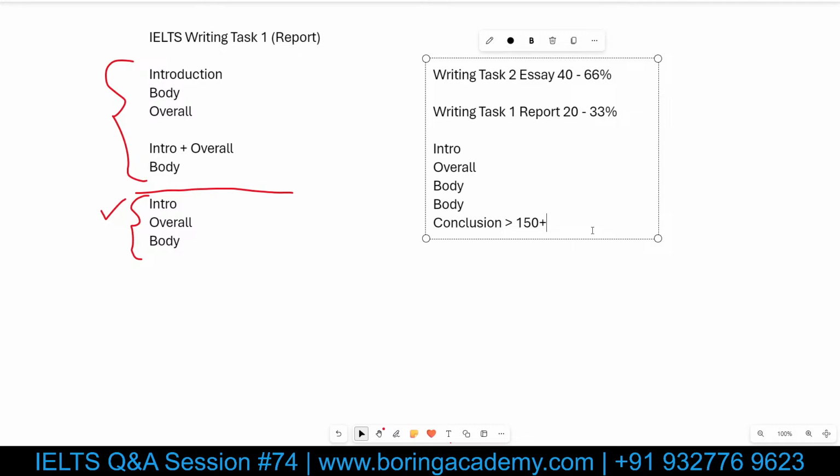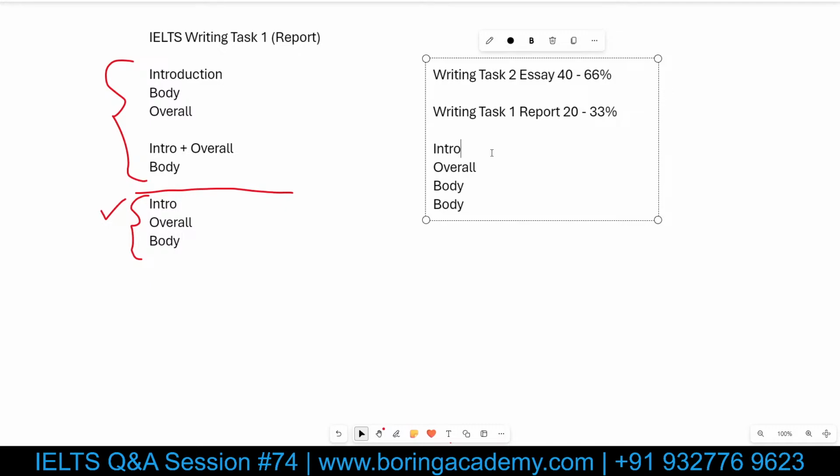Correct? So, if you are not able to extend your reports to 150 words, add a conclusion. Simply write "In conclusion," and write a small conclusion of 2 lines, and this should help you to write more than 150 words. But if you're already writing 150-plus words, this is absolutely a waste of time. Clear?